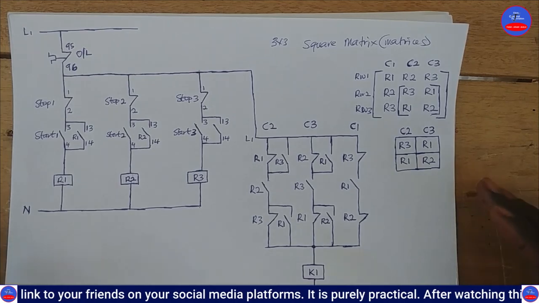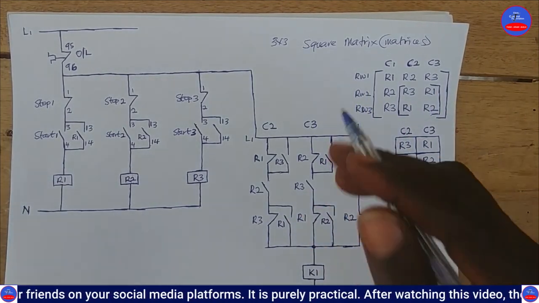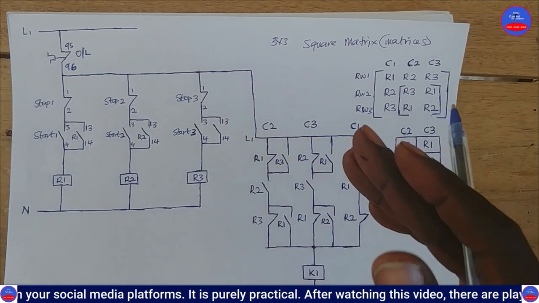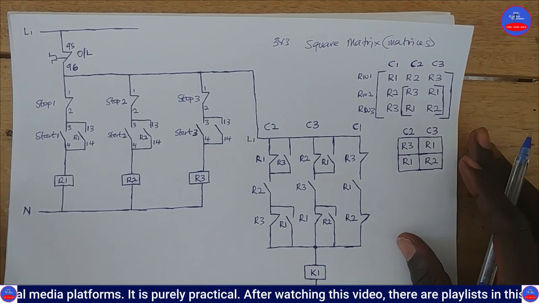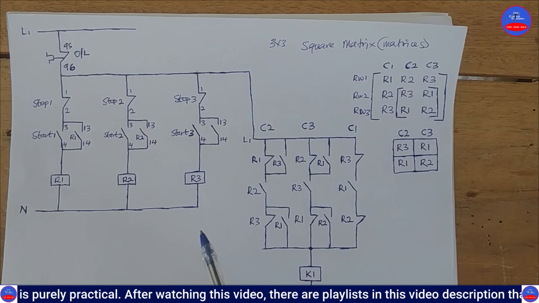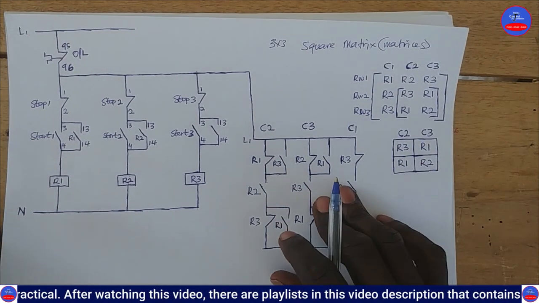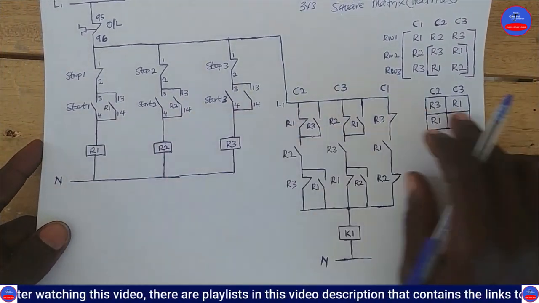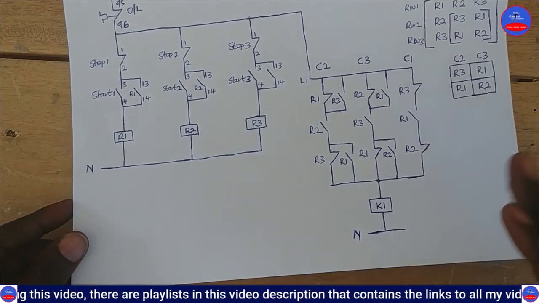So we are going to look at the wiring, the complete wiring, and then you see how the circuit will operate. So over here, before you go there, let's count the number of relay contacts.